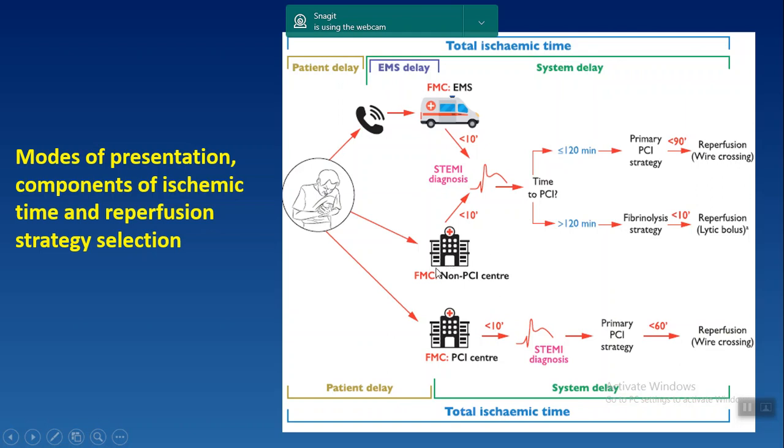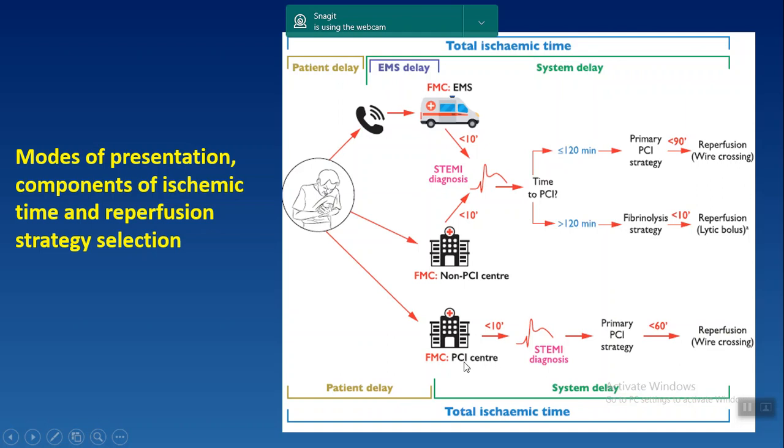If the patient presents to a non-PCI center or to the emergency department, the time to PCI should be estimated. How long will it take to deliver the patient to a PCI center, and how long will it take for the center to perform the PCI? If the estimated time is less than 120 minutes, this patient should be transferred for a primary PCI strategy. And if this time is estimated to be more than 120 minutes, fibrinolysis should be initiated, and it should be initiated in less than 10 minutes.